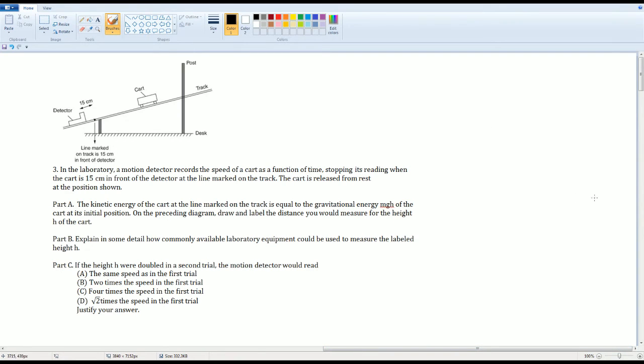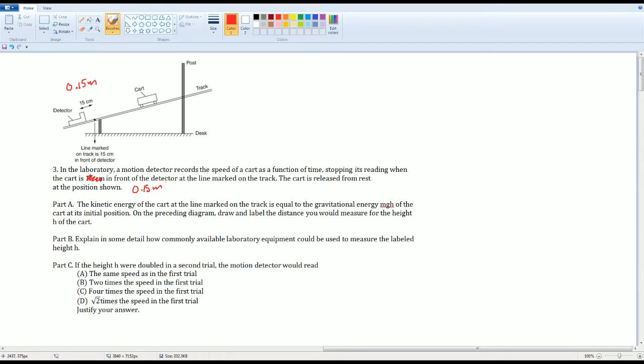Let's look at this. A laboratory motion detector records the speed of a car as a function of time. Stop at rest when the car is 50 centimeters. Why do you do that? Let's just convert this. 0.15 meters. Car is initially released from rest.